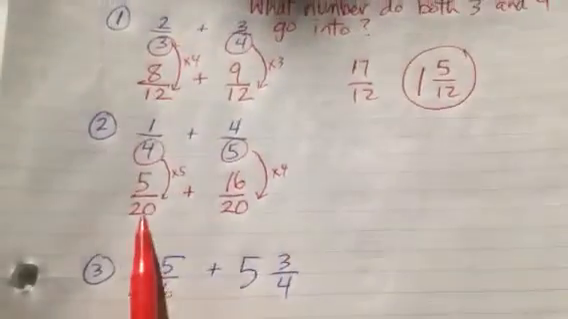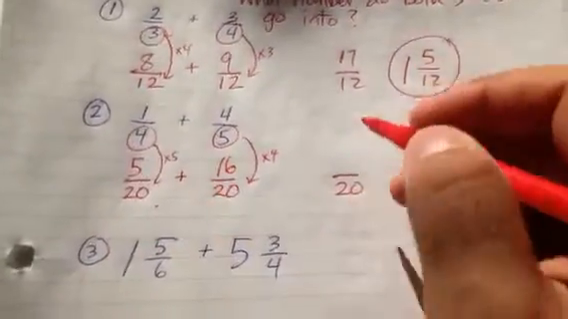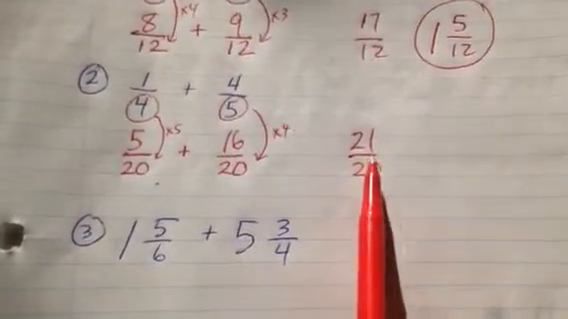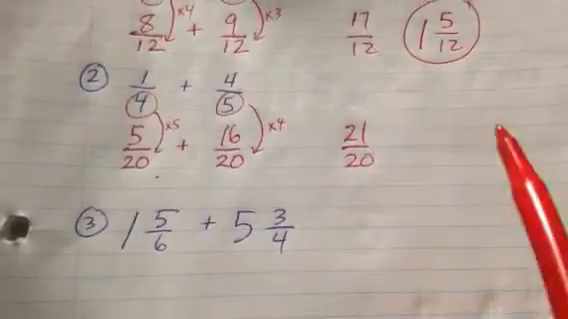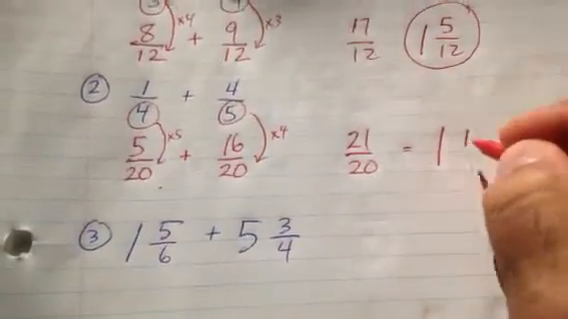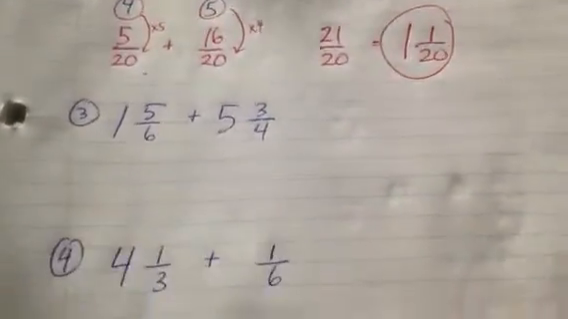That goes here. Now we add these two fractions. Keep the 20 on the bottom. Add the 5 and the 16. You get 21. And this is slightly improper. So we ask how many 20s go into 21? 1. What's the remainder? Only 1. Keep the same 20. So the answer, 1 and 1 over 20.